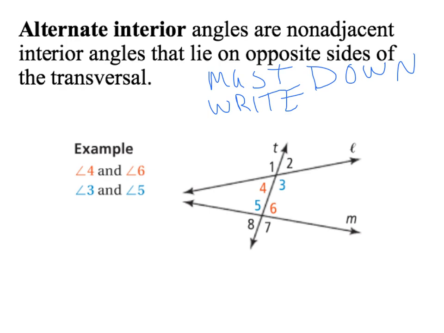Alternate interior: alternate means opposite sides. In this picture, angle 5 and angle 3 are alternate interior, opposite sides and inside. The other pair of alternate interior angles are 4 and 6, because they're on opposite sides of the transversal and they're on the inside. Here's my transversal.